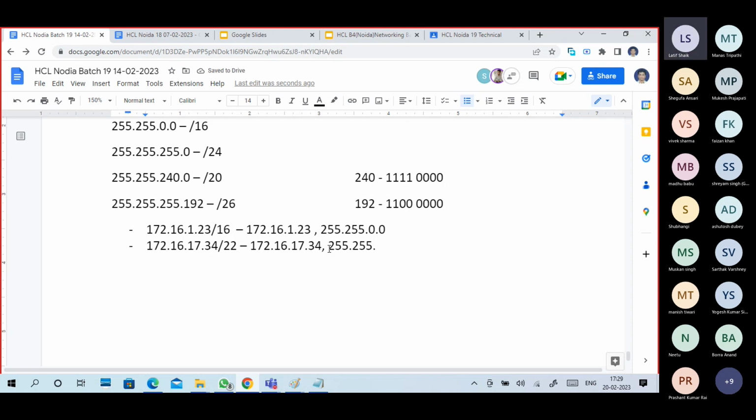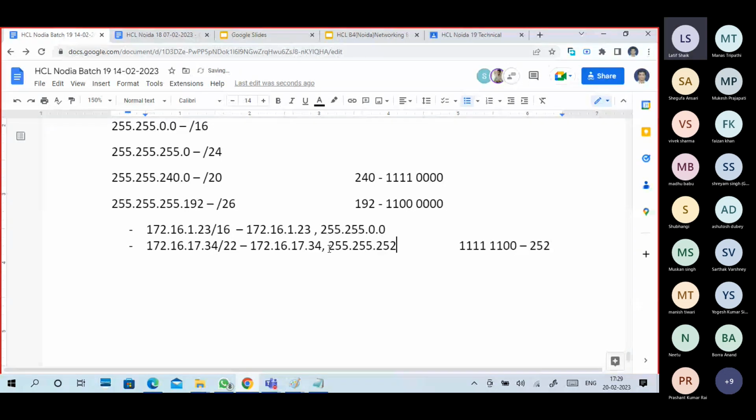Okay, 20, 16 is gone, 6 ones are there. What is the meaning of 6 ones? 240, 248, 252, 254, 255, correct.